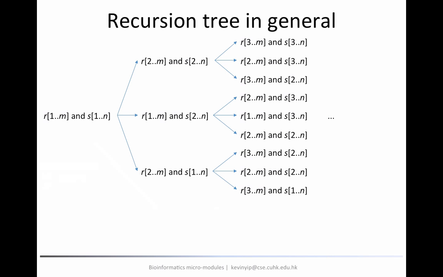Or we can align a gap with S1, which leads to the second branch. Or we can align R1 with a gap, which leads to the third branch. And then for each of these subproblems, we can do the same thing to invent more and more subproblems.